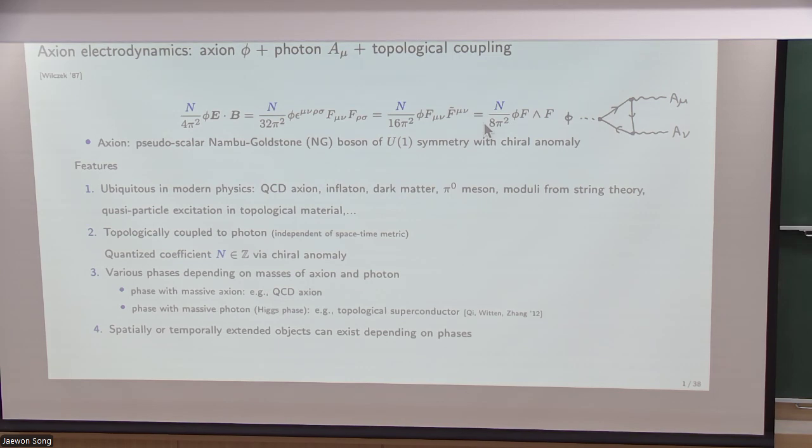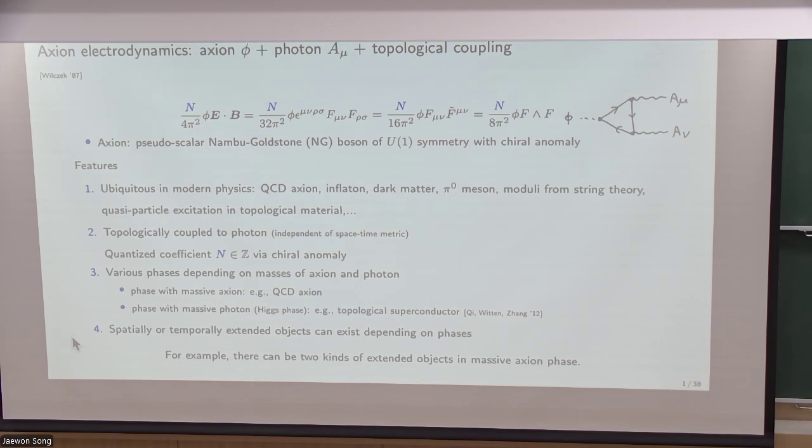Furthermore, there are several phases depending on the masses of the axion and photon. For example, phases with massive axion can arise in the context of the QCD axion, and the phase with massive photon, that is a Higgs phase, can arise in the context of the topological superconductor or the cosmic string and so on. And there can be spatially and or temporally extended objects, depending on the phases. For example, there can be two kinds of extended objects in the massive photon phase.